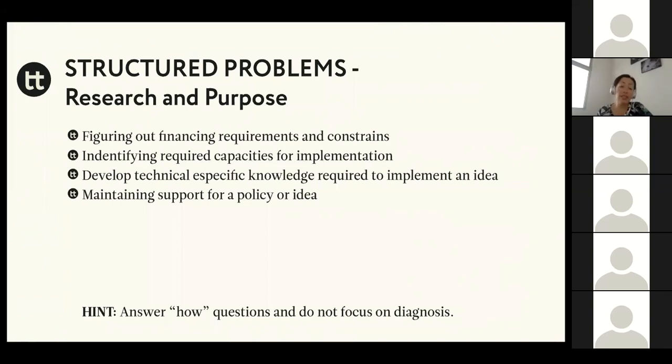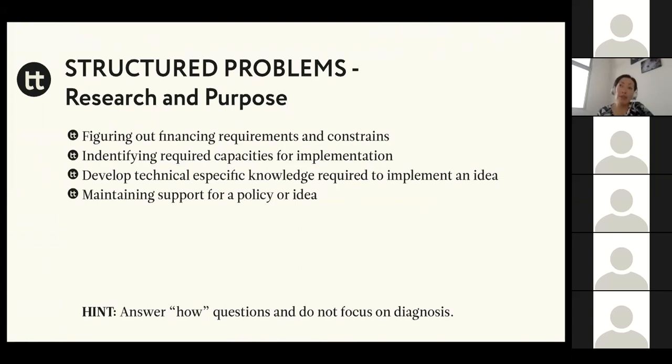Then research can help support an idea and keep a project in place. The hint here, when we're thinking about the type of research that we should put forward for structured problems, is that we should aim at answering the question of how, and not do any diagnosis of the problem for our audiences. So what does this mean?